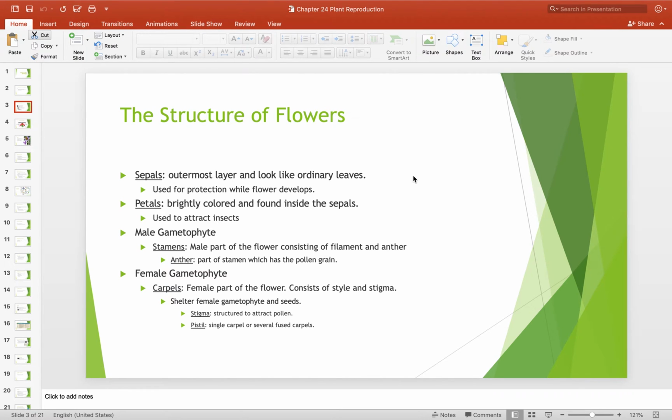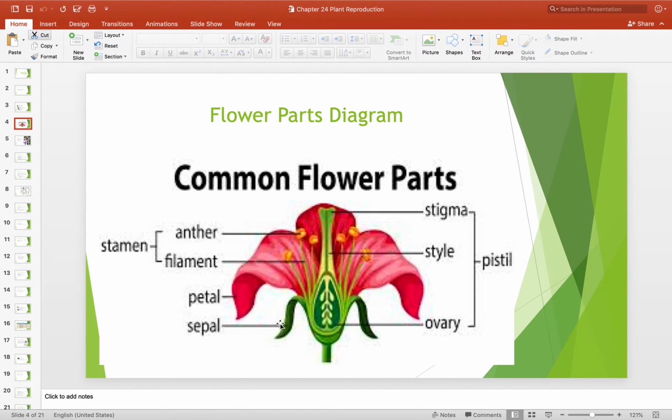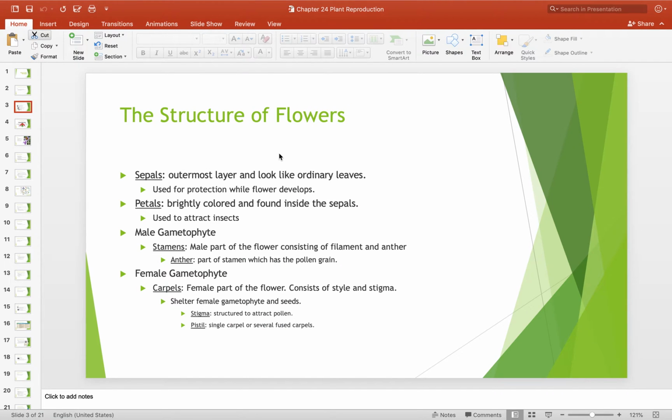Two structures we want to first look at, working from the outside in. First is the sepals, the ordinary leaves that form the flower bud before it blooms, and then as it blooms, they're located at the bottom here. The petals are the brightly colored structures that attract animals, and these are located inside the sepals.